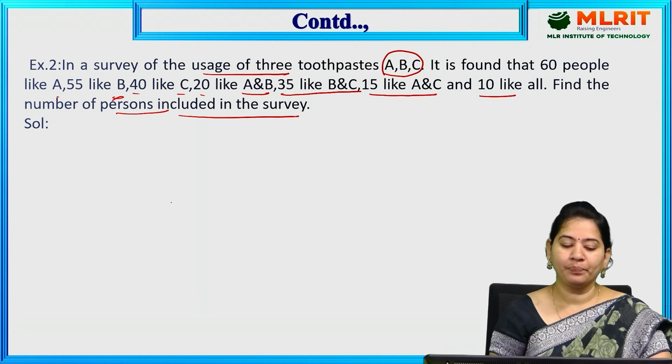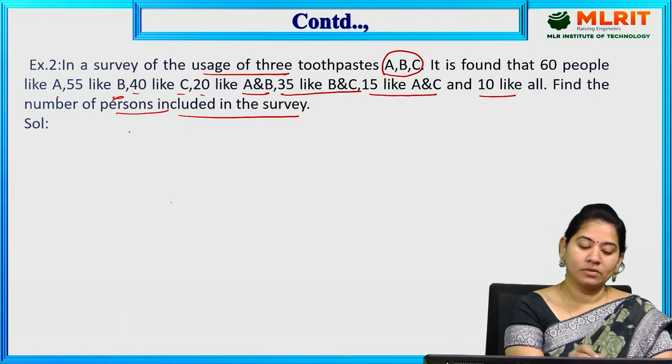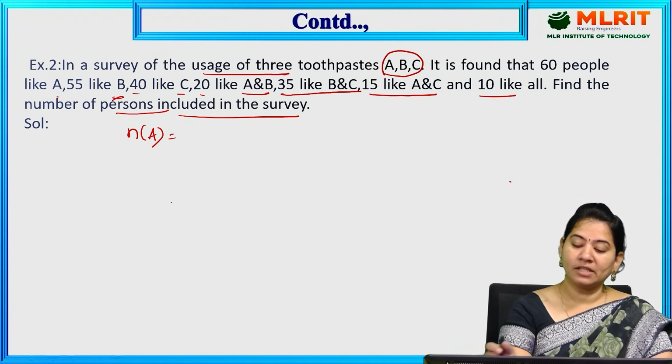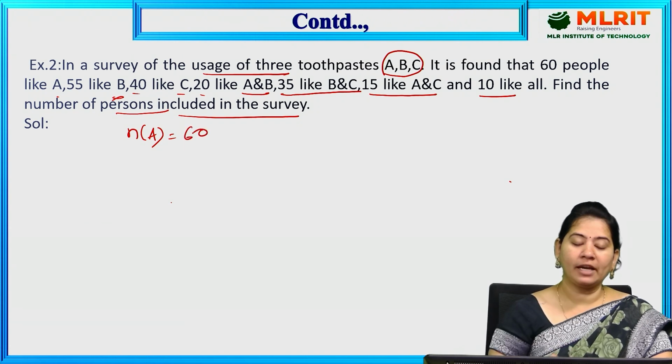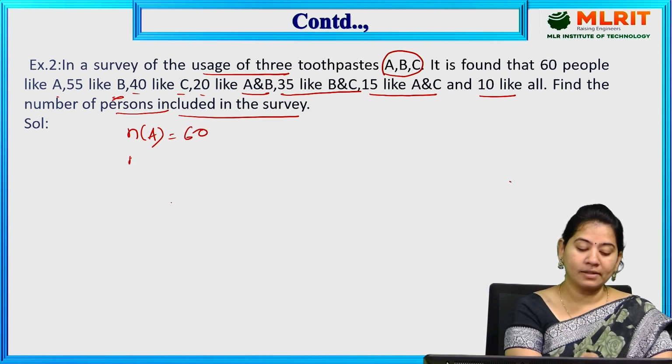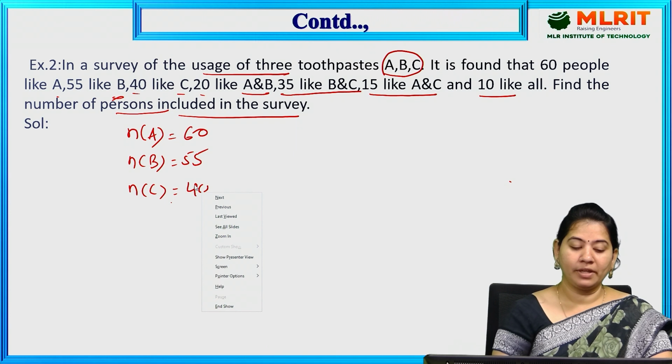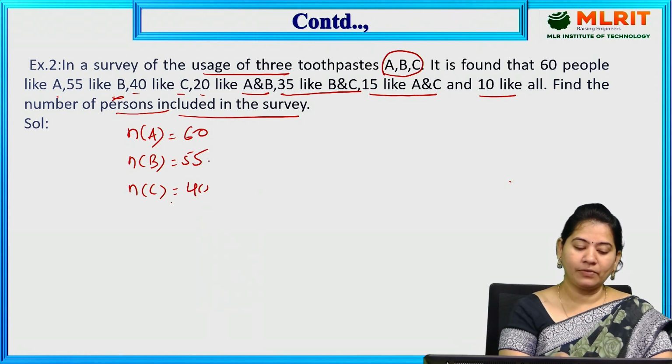So the question is, you have to find out how many persons are included in this particular survey. Now let us write n of A. As given in the question, only A, B, C toothpastes are there, so 60 people like A, so n of A is 60. Next, n of B is equal to 55 and n of C is equal to 40.